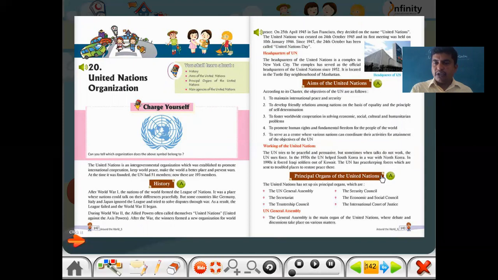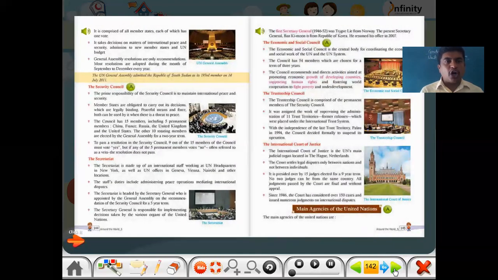Now, we shall move on to the next organ of the UNO. Which is the next organ of the UNO? That is called the Security Council. Do you know, children, out of the six principal organs of the UNO, the Security Council is the most important organ of the UNO. I am going to stress on it. It is so important, the most important organ of the UNO.